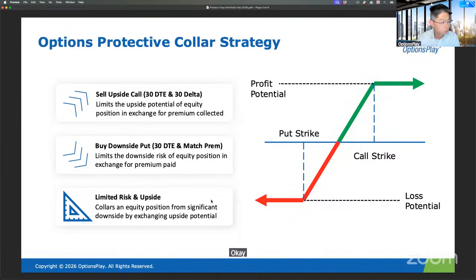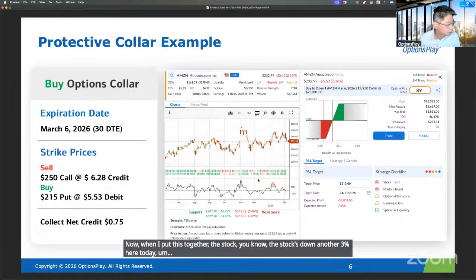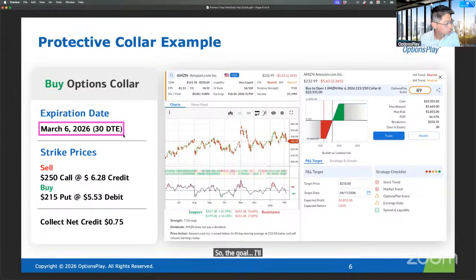Okay, so the first example I'm going to give you is Amazon. When I put this together, the stock was down another 3% today. But regardless, this is a good example of a stock that you might own in your portfolio. It's reporting earnings this afternoon, and maybe you are concerned about some downside risks similar to what we've seen in Microsoft. So I'll walk you through this, and then I'll walk you through some more examples.